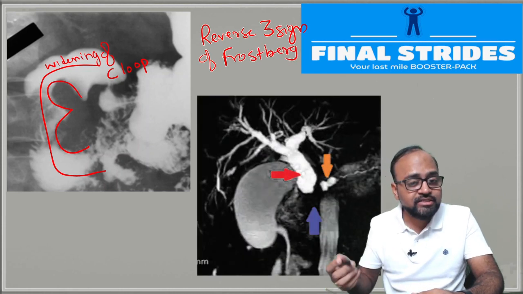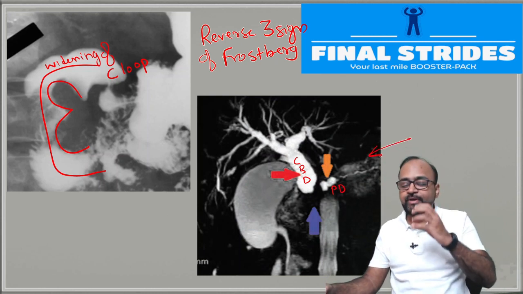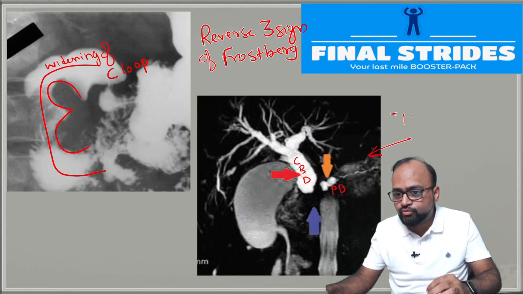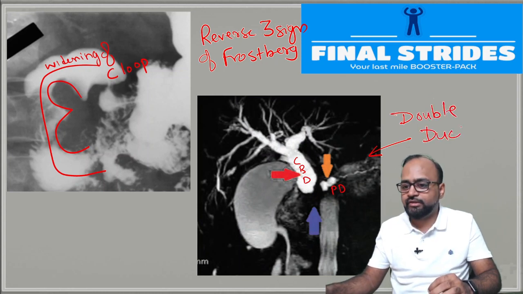And on MRCP, right, we have already seen both ducts are going to be dilated. This is the CBD, this is the pancreatic duct, both are dilated in a CA head of pancreas or periampullary CA. This is what is called the double duct sign.